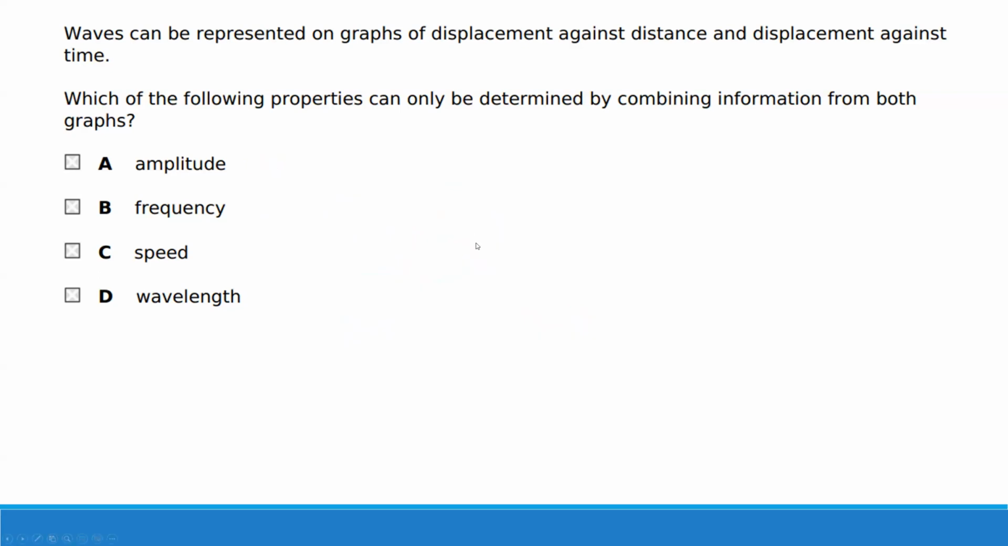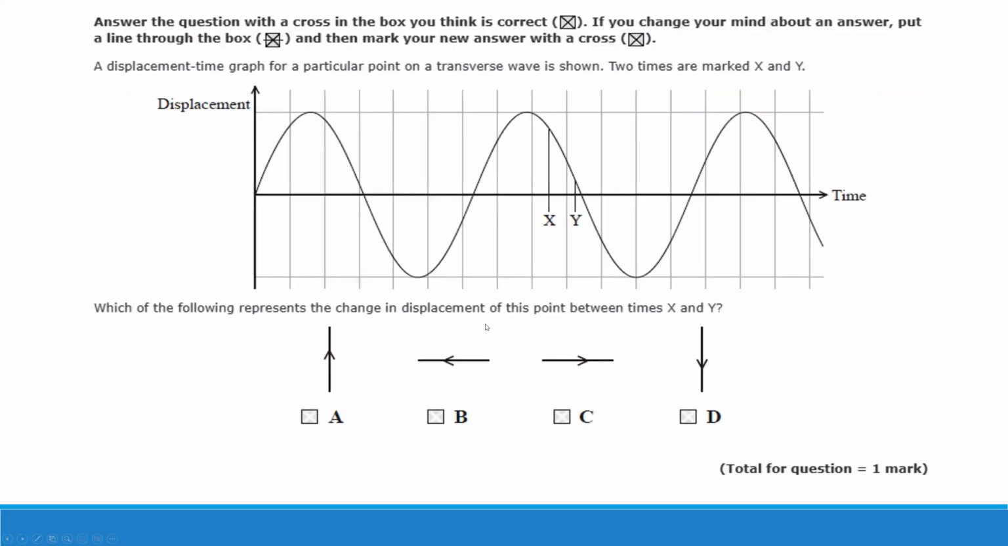Yes. So can you go back to the previous question? If it was longitudinal, would it be B or C? B. Go and tell me why. I'm not sure why, because isn't the displacement positive? You're right. X is positive, but X is more positive than Y.